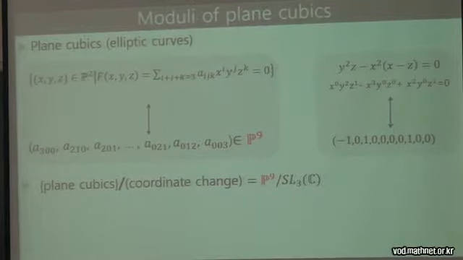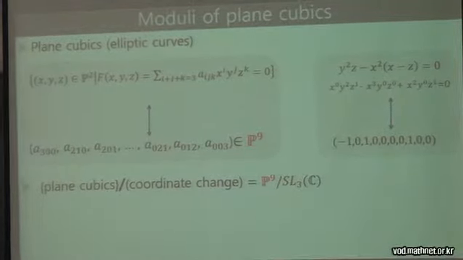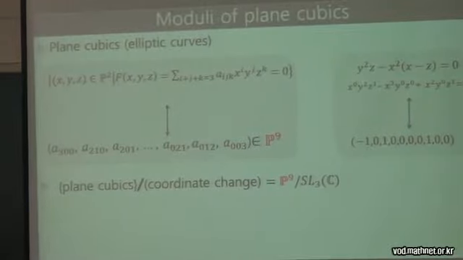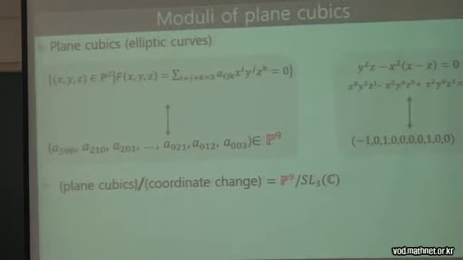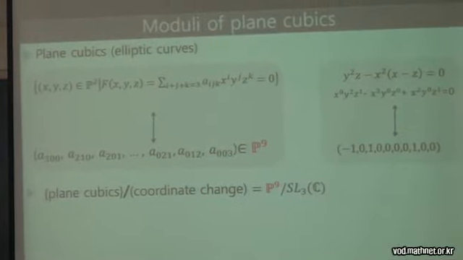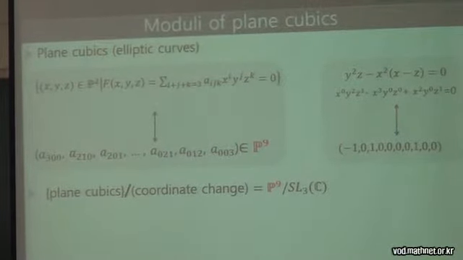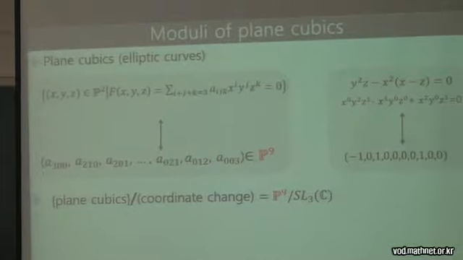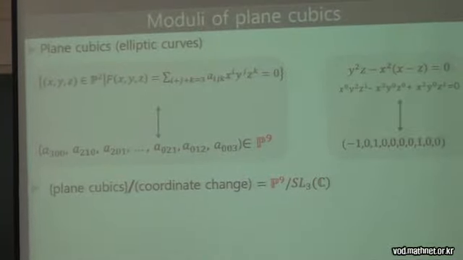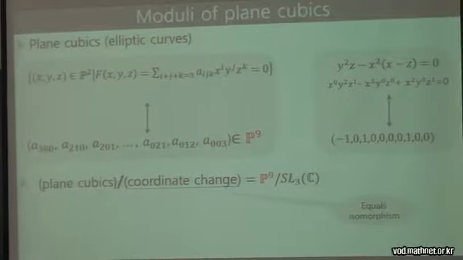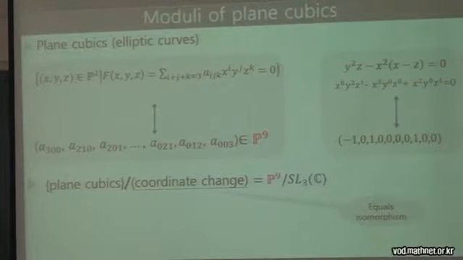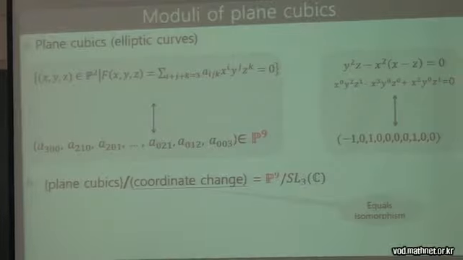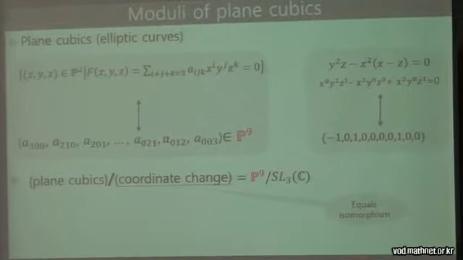Now you want to identify 2 plane cubics if you can get one from the other by linear coordinate change. So you take plane cubics and you mod out by coordinate change. That's like quotienting P9 by the SL3 action. And in this case, coordinate change really is equivalent to isomorphism. So any isomorphism between two plane cubics is going to come from a linear coordinate change. It's a non-trivial fact.